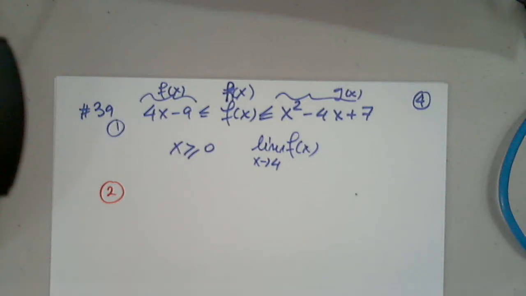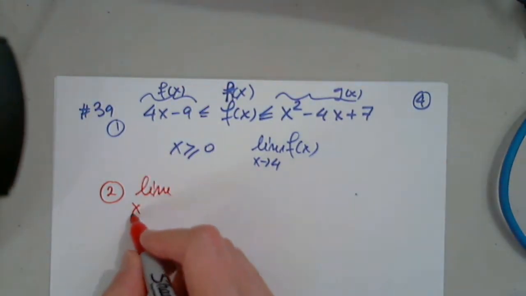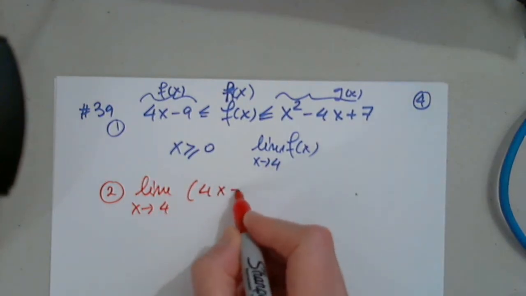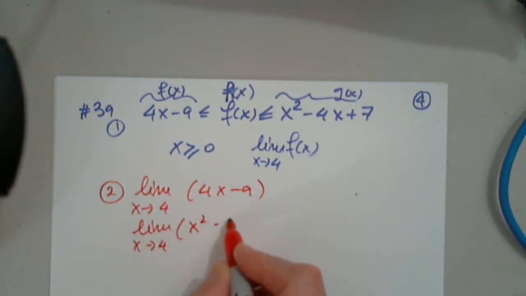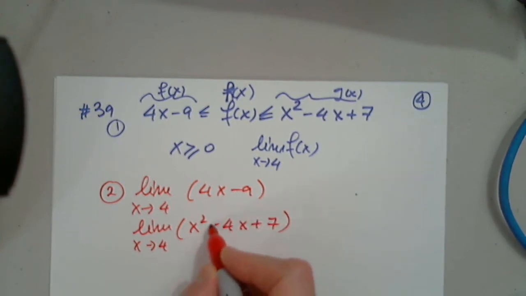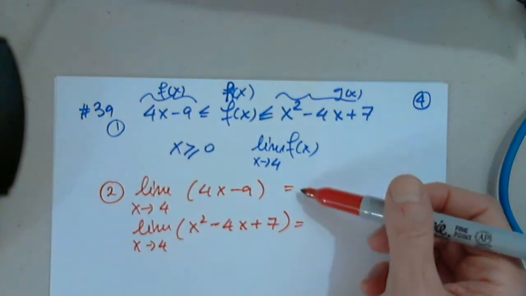First part is given to us already. You have to show that the limit of f of x equals the limit of g of x. Very good. When x approaches 4, 4x minus 9, and the limit as x approaches 4 of x squared minus 4x plus 7. Before you calculate, what happens if these two are not equal?